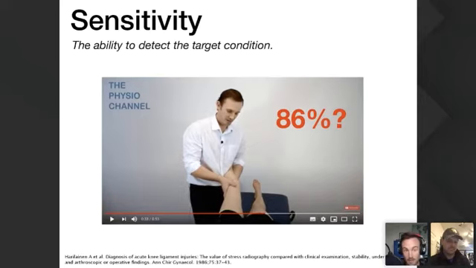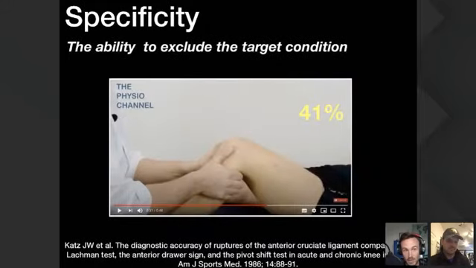Now we're going to spend a bit more time on these, but firstly, let's balance that with the other statistical measure, which is specificity. This is the opposite. It's the ability to exclude the target condition. So on the screen here, you can see a classic test, the anterior draw test, commonly used for the ACL ligament. And if you did this with all patients that didn't have this issue, then you essentially should have a negative from all of those tests that you did.